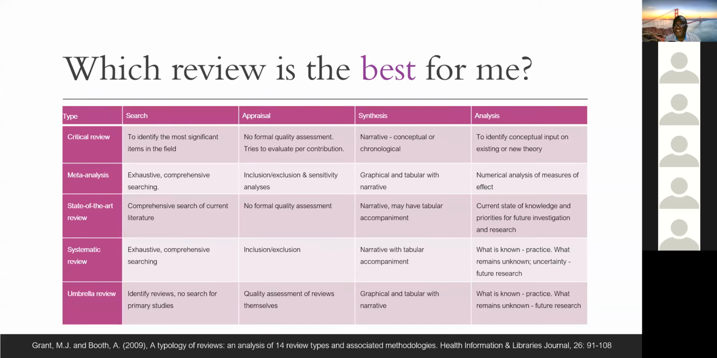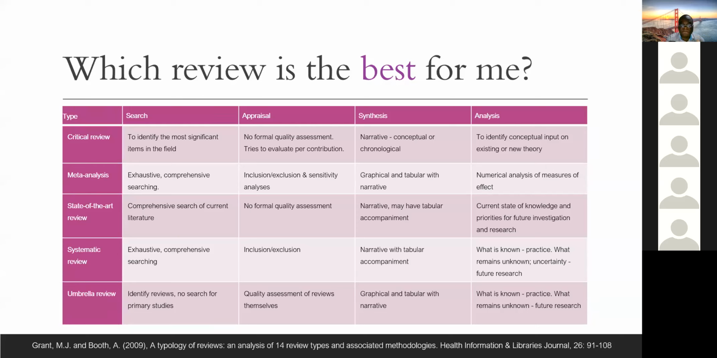Then there's the appraisal. How are you going to determine which literature you are going to include in your review? That is the appraisal. For critical review, there is no formal quality assessment that is done, but you can have inclusion and exclusion criteria, that, okay, I'm going to include this data, I'm going to exclude this one. That's the same with meta-analysis. It's more formalized. There is a formal way of preparing the inclusion and exclusion criteria. The same with systematic review.